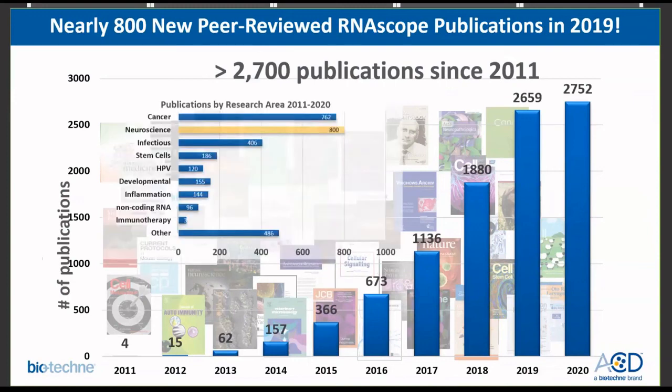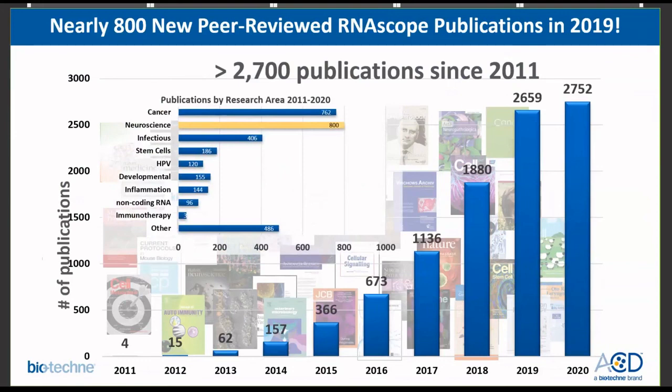The technology is highly relevant across multiple fields of research, with over 40% of these publications being in cancer and infectious diseases. And of course, since 2019 and 2020, we've seen a significant growth in infectious diseases, but also in other areas such as stem cells. Development has taken a lot of growth, inflammation and such. And so the publications are really showing you the power of this technology in research out there.